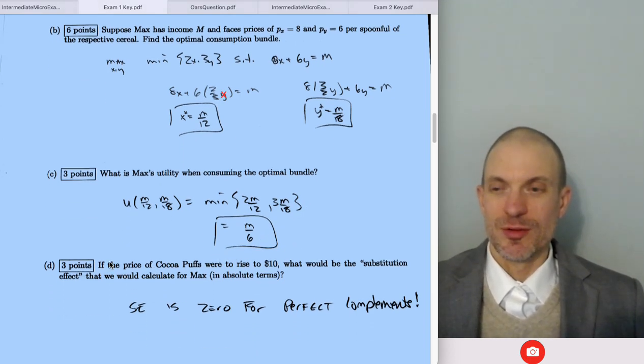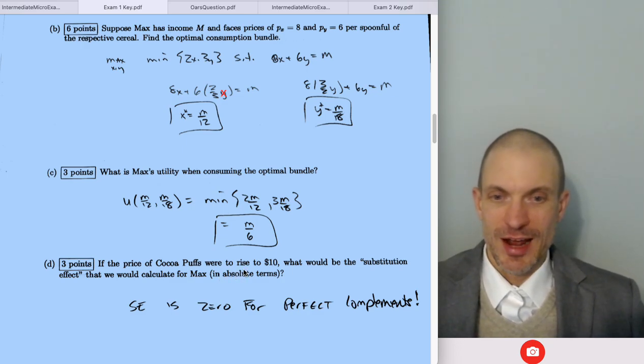Okay, and then part D, if the price of Cocoa Puffs were to rise to $10, what would be the substitution effect we calculate in absolute terms?